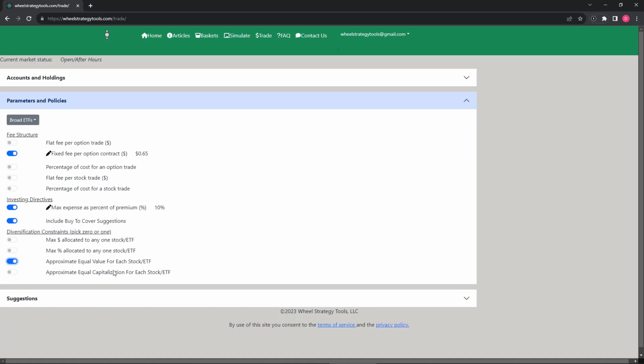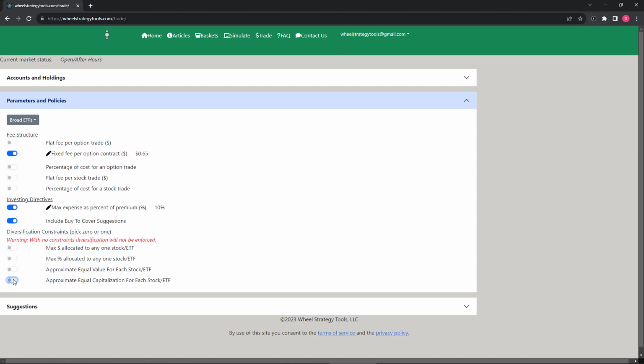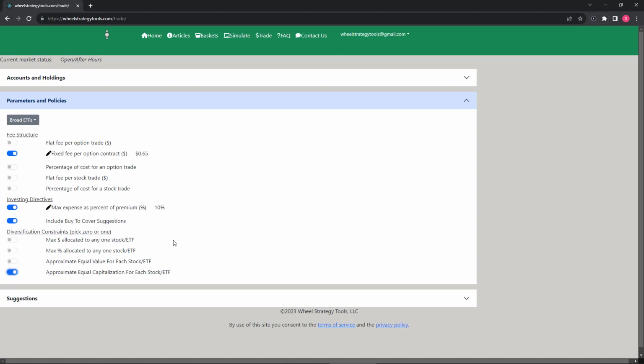Finally, you can choose to maintain approximately equal capitalization for each stock or ETF. The capitalization of a stock or ETF is equal to the total value of the shares outstanding. With the equal capitalization constraint in effect, the value of each stock would be weighted by its capitalization so that more money would be allocated to bigger companies, as is done in large index ETFs such as SPY and QQQ.